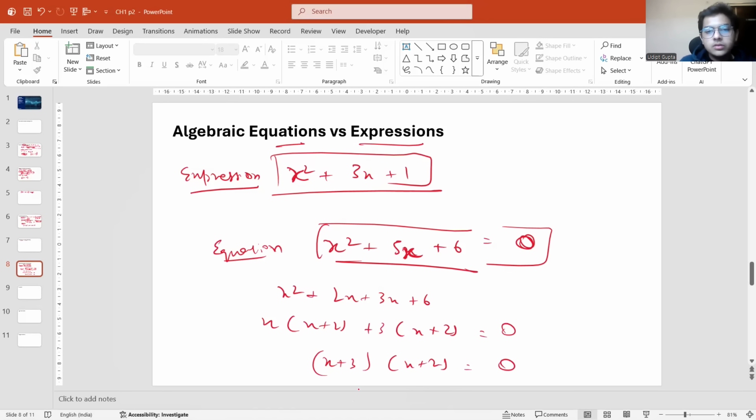Now I have either x is equal to minus 3 or x is equal to minus 2. That's the answer. Either of those two answers actually satisfies this equation.